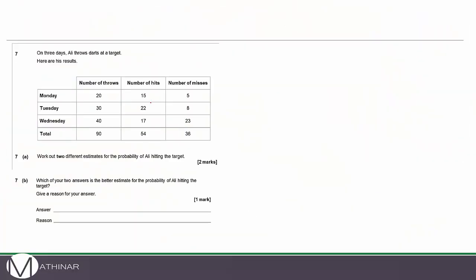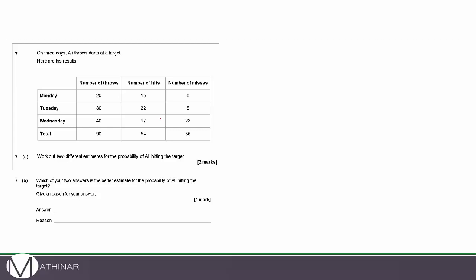Question 7. On 3 days, Ali throws darts at a target. Here are the results. We've got Monday, Tuesday, Wednesday, the total, and then we've got the number of throws, the number of hits, and the number of misses. 7 part A. Work out 2 different estimates for the probability of Ali hitting the target.